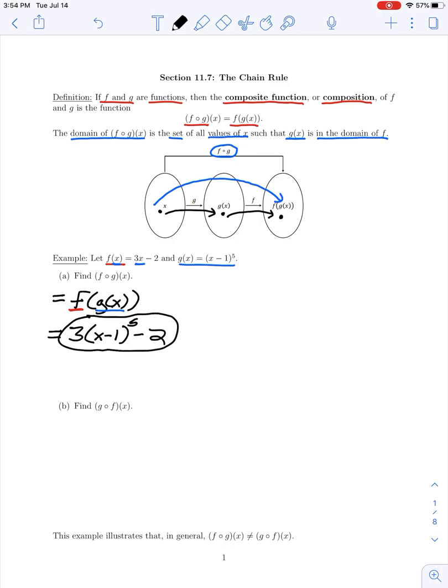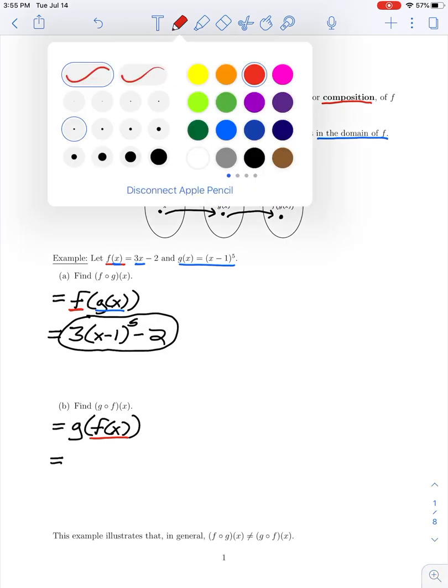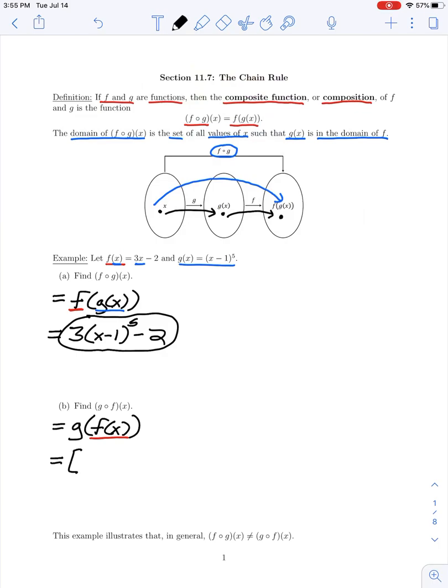Now in part B, we're asked to find the composition of g with f of x, that is g composed with f of x. By definition, if I just change the order here, that means I'm looking at the value of g of f of x. So we take the function g, and everywhere that I had an x, I replace it with the entire function f of x. So here we would have x, which is now replaced by the function f of x, which is 3x minus 2, then minus 1, all raised to the fifth power. Simplifying inside the brackets, 3x minus 2 minus 1 leaves us with 3x minus 3, to the fifth power. So this would be the rule for g composed with f of x.